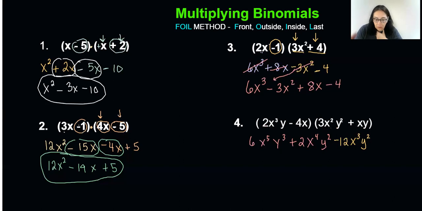So now, let's take this times this. A negative times a positive is a negative. Put a 1 there if you want. 4 times 1 is 4. X to the 1, x to the 1. When you multiply those, you get x squared. And then you have y left over.